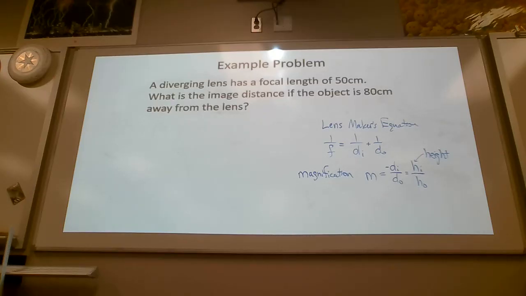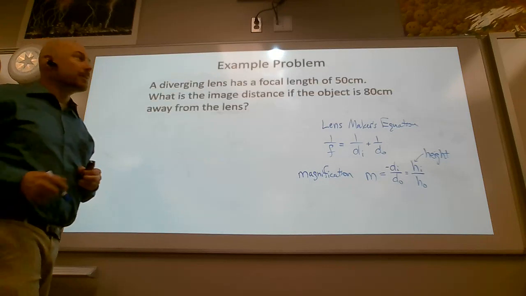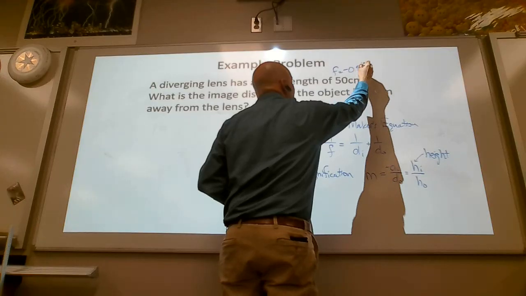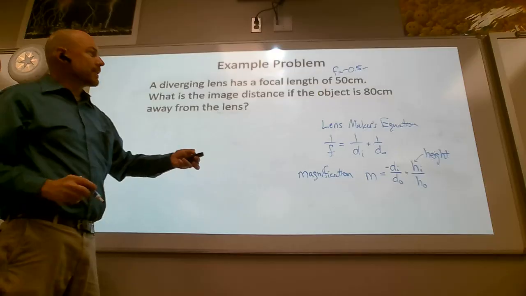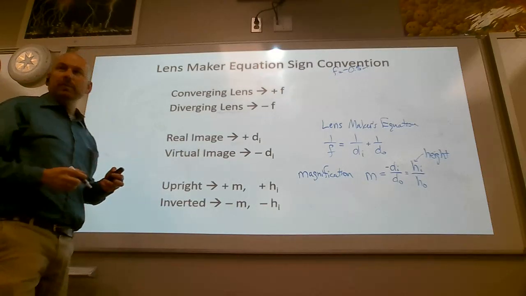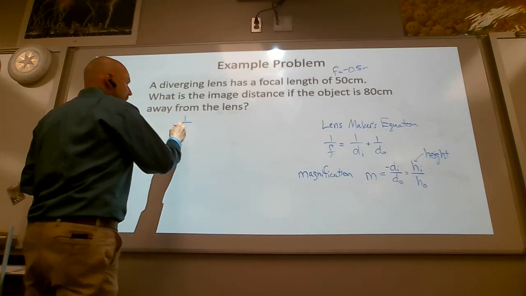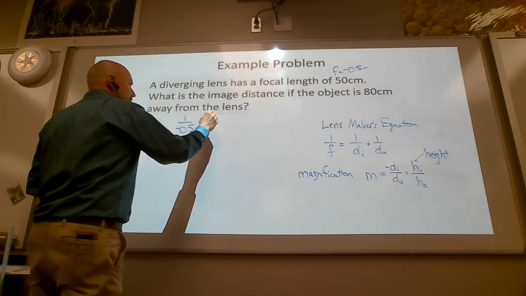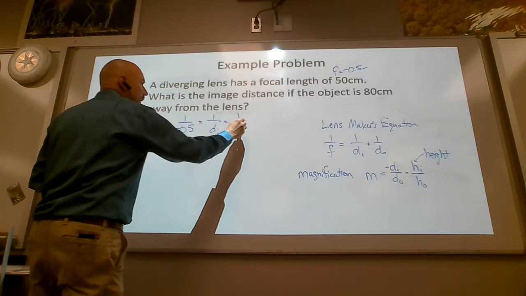Okay? You're given a number. So here I'm given a focal length of 50 centimeters, diverging lens. I look at this, oh, that's negative. So this is going to be negative 0.5 meters for the focal length. Here, the object distances in this class are always going to be positive. So I'm using the lens maker equation. I've got negative 0.5 meters is equal to 1 over your image distance plus 1 over 0.8.